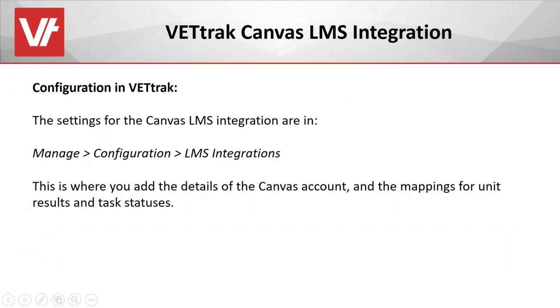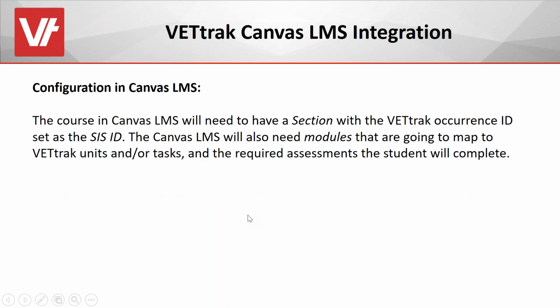Let's go back to the PowerPoint. There is some configuration that needs to be done in the Canvas LMS. Obviously, you've got things like your courses and your sections and your modules and your assessment pieces that you're doing, but there is a specific item that needs to be recorded in Canvas to make this match up. So the course in Canvas LMS will need to have a section, and that's a Canvas specific thing, with the VETtrak occurrence ID set as the SIS ID.